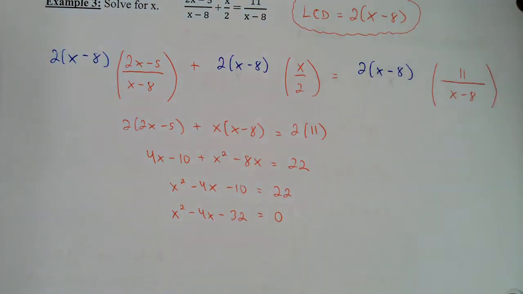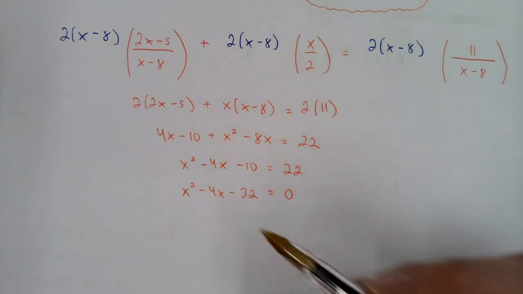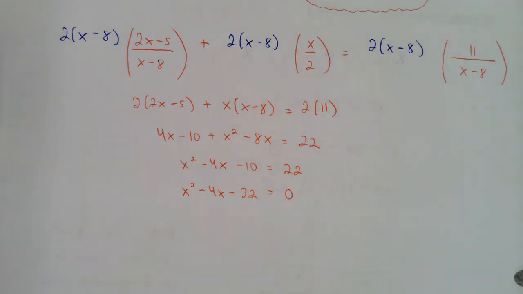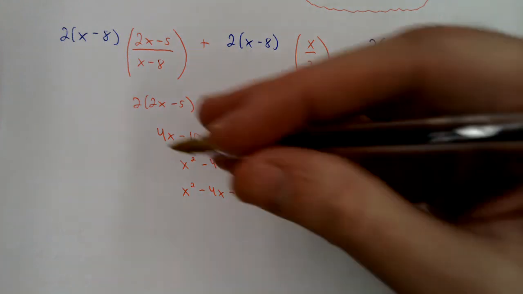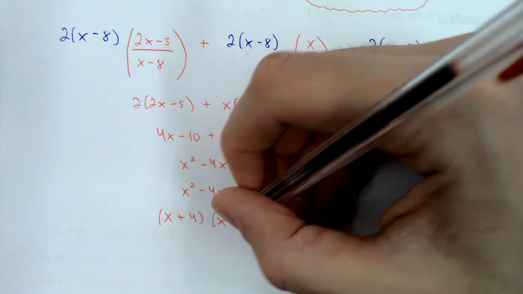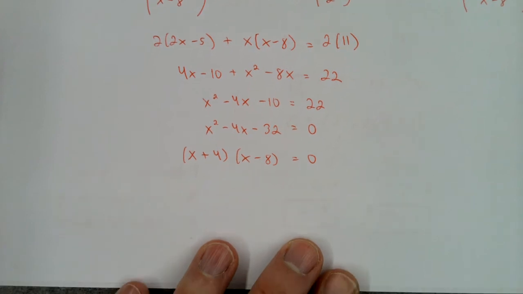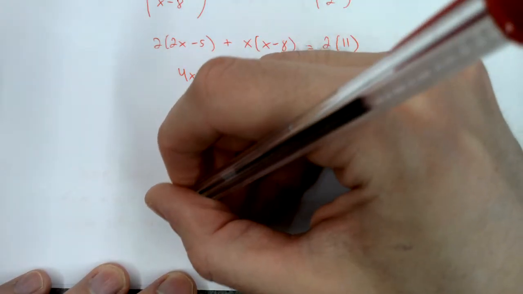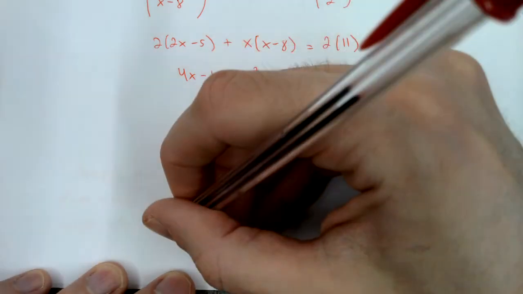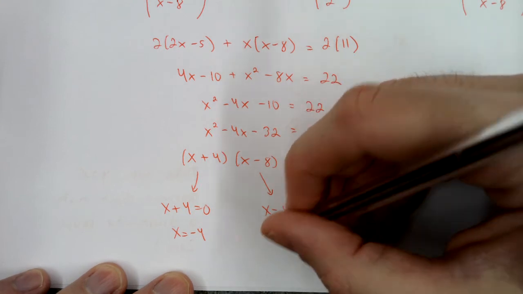And I didn't mention how important factoring is, how it would come up throughout the year. Now we have to factor this. What two numbers multiply to negative 32 and add to negative 4? It'll be 4 and negative 8. So I factor it to x plus 4 times x minus 8. x plus 4 equals 0, x equals negative 4 when you solve that. x minus 8 equals 0, x equals 8 when you solve that.